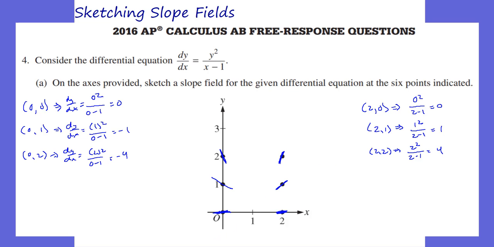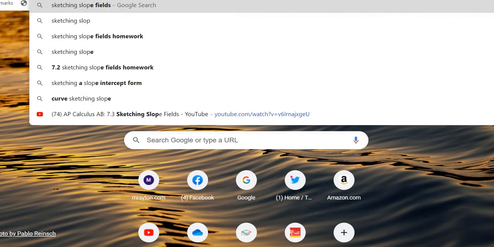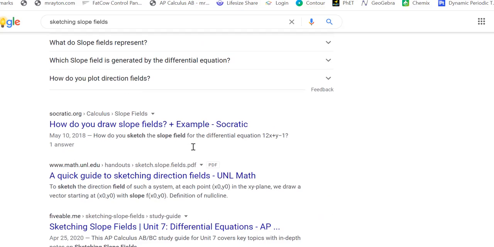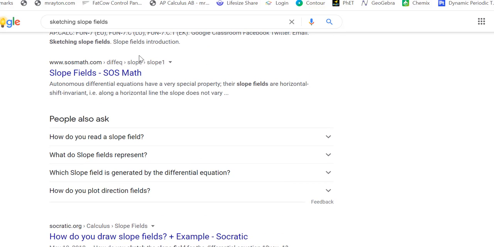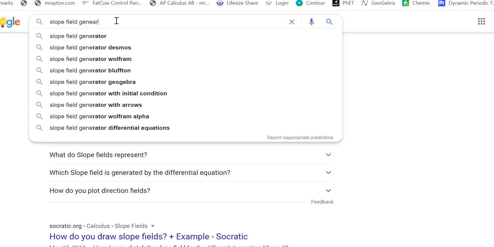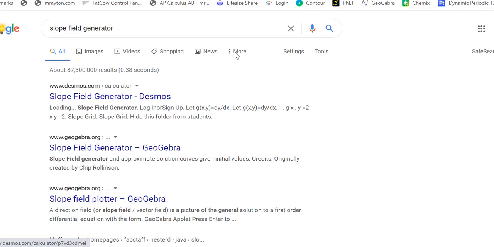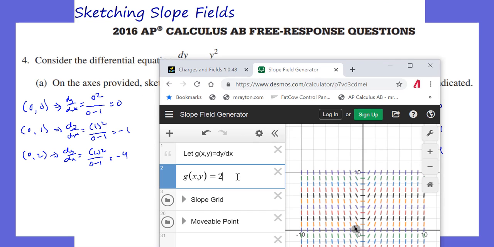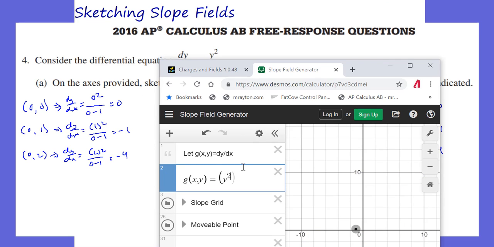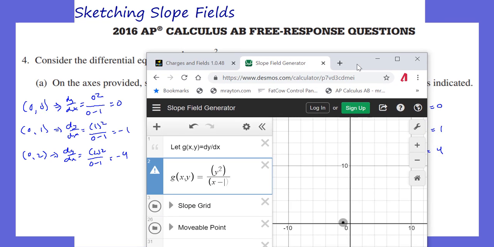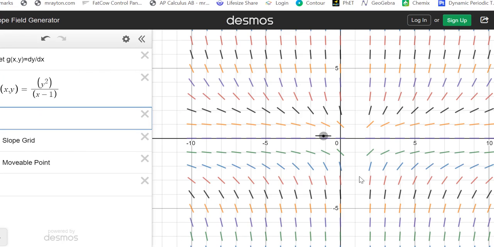If I can actually go to a website and search for sketching slope fields, we can Google slope field generator. And let's take a look at our slope field here. We're going to plug in y squared divided by x minus 1. And let's take a look at what this slope field looks like.